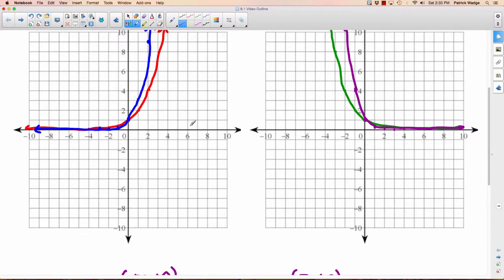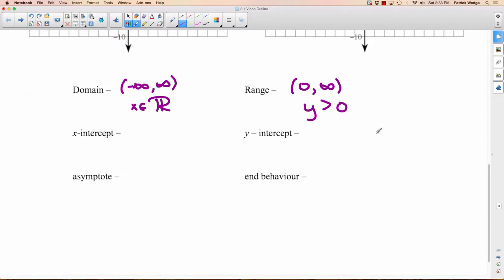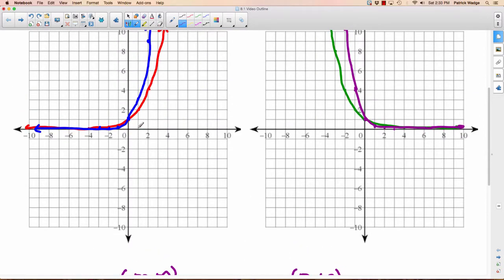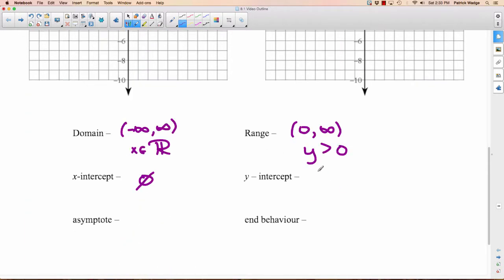X-intercept, where's it cross the x-axis? It doesn't. There is no x-intercept in any of these. How about the y-intercept? In every single case, the y-intercept is at 0, 1. It always went through 0, 1.